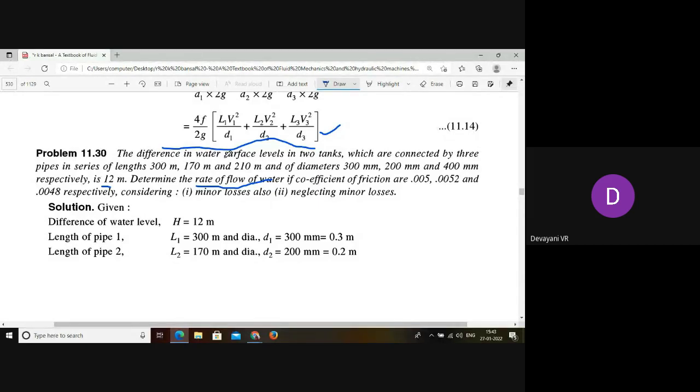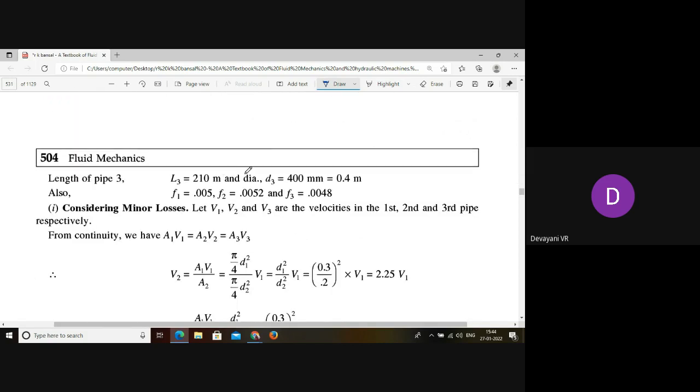In the problem, the difference in water surface level between tank A and tank B is 12 meters. Total head of flow, H, is 12 meters. Then the lengths of the pipes are L1 300, L2 170, L3 210 meters, the diameters are D1 300, D2 200, D3 400, and the frictions are 0.005, 0.0052, F3 0.0048. Right, so these are the diameters, lengths and frictions given in the problem.